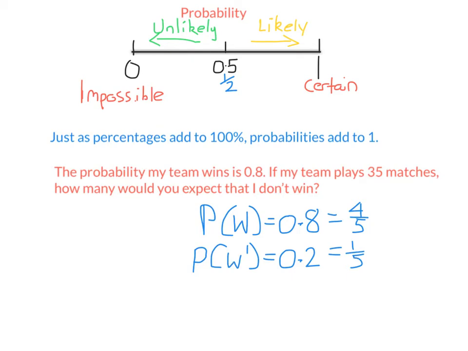So if my team were to play 35 matches, I would expect that we do not win 1/5 of the time. Now, of means times. So we'd expect that we would not win 1/5 of 35, which is 7 times. So again, probability is just the fraction of times we expect something to occur. So calculating these probabilities can be difficult, and that's why we need a bunch of rules and tools to help us. So let's now look at the or and rules for probability.